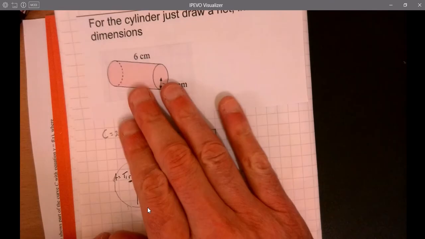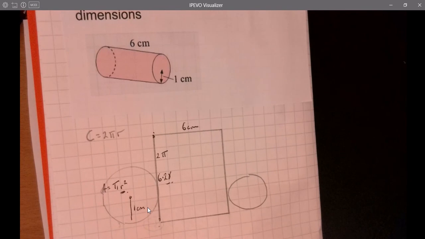Right, you're going to have a go at a few questions, trying to draw some nets out and trying to do some surface areas. We might leave this one here for the moment, as that's a little bit harder. Okay, so let's have a go.